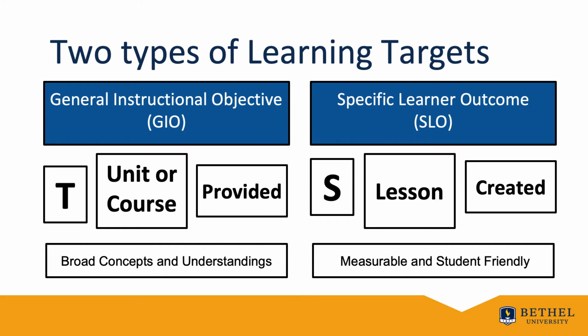SLOs, or Specific Learner Outcomes, are similar but have a few different characteristics. They are also explained by their name. They are specific, rather than general statements, about what the learner will be able to know or do by the end of the learning segment, usually a single lesson. These statements are most often created by the teacher based on the next steps their students need in order to meet the GIOs for the unit or course.